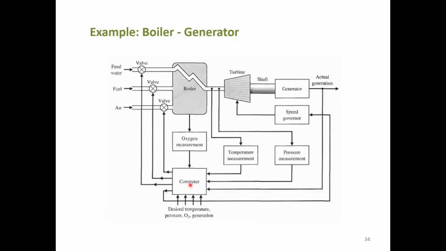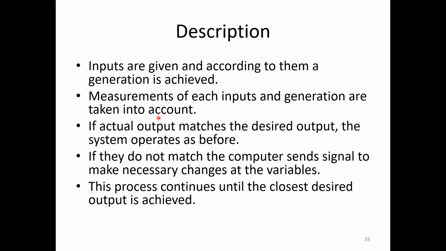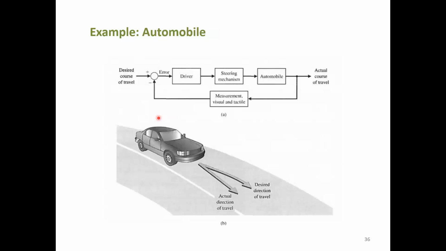So if the computer sees any difference in the oxygen measurement, temperature measurement, or pressure measurement, then it will open or close those valves based on the requirement. It is a boiler generator example. And they explain it. And another one is the automobile system.